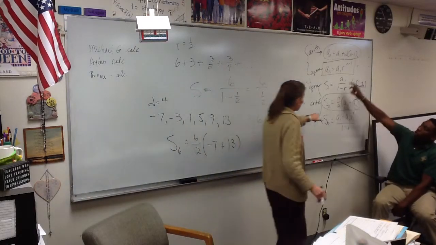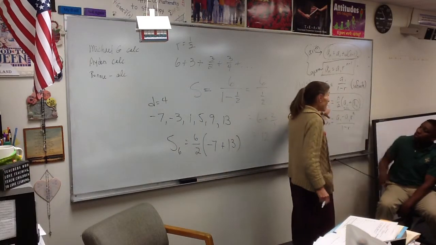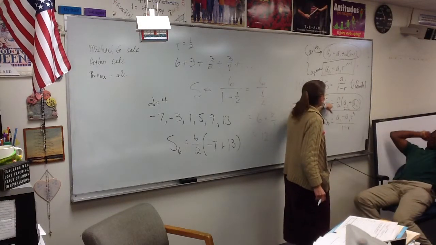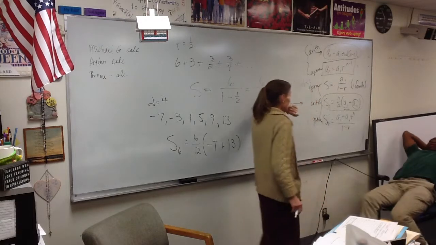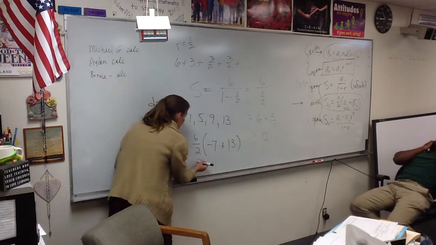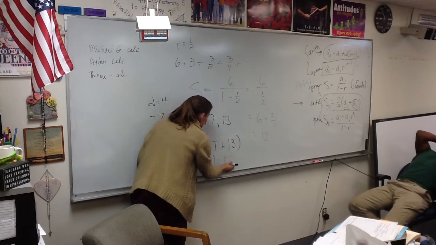How did you know to use this formula instead of that one? Because it's a sum. And that one's for which? That's just to find the number in the list, like if you wanted to know the 100th term. Okay. So we have 3 times 6, I got 18.